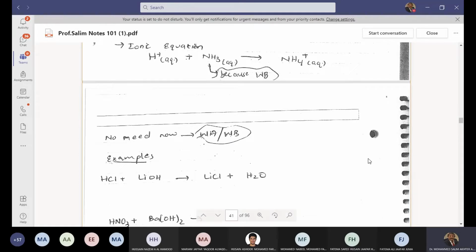Now, my friend, HCl plus LiOH. This is an example of which classification? Strong acid, strong base, weak acid, strong base, or strong acid, weak base? Strong acid, strong base. What will be the net ionic equation?